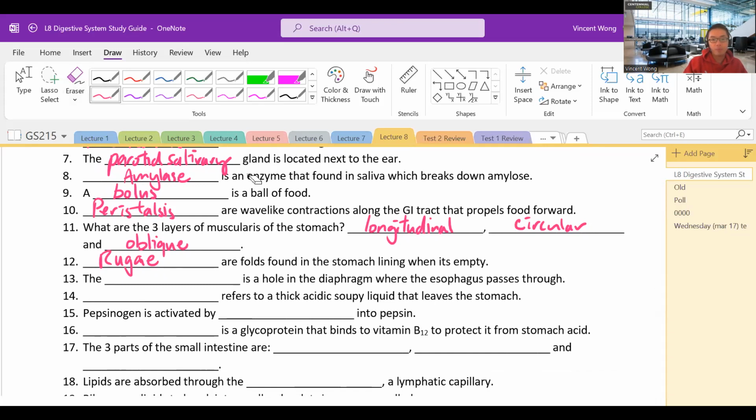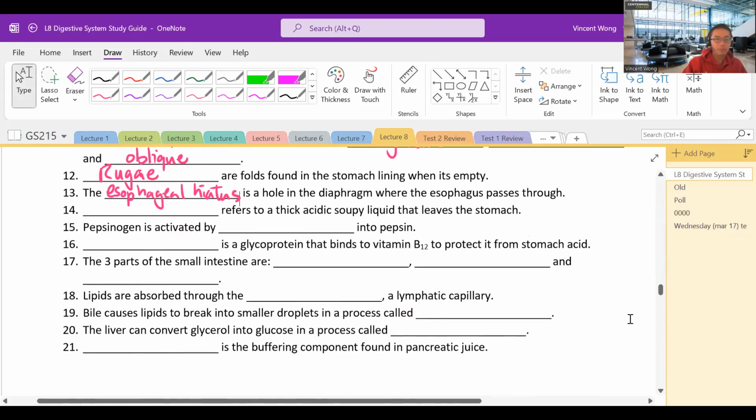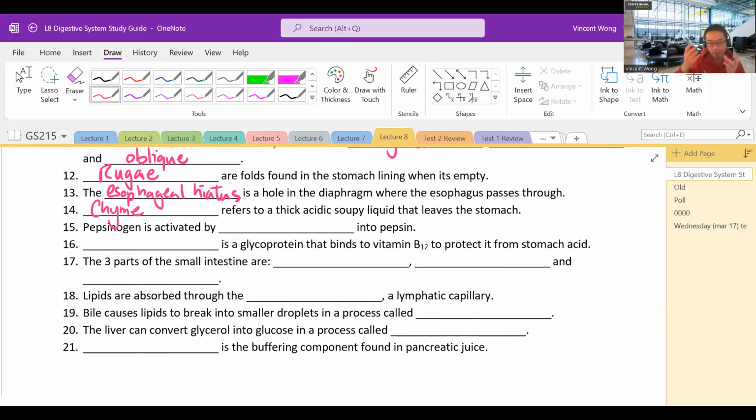A hole in the diaphragm where the esophagus passes through, that is the esophageal hiatus. Okay. Sorry. There we go. Thick, acidic, soapy liquid that leaves the stomach. That's the chyme. Okay, so when the food has been sitting in your stomach for a couple of hours, the acid has broken down much of it, and it becomes this soapy mixture called the chyme.